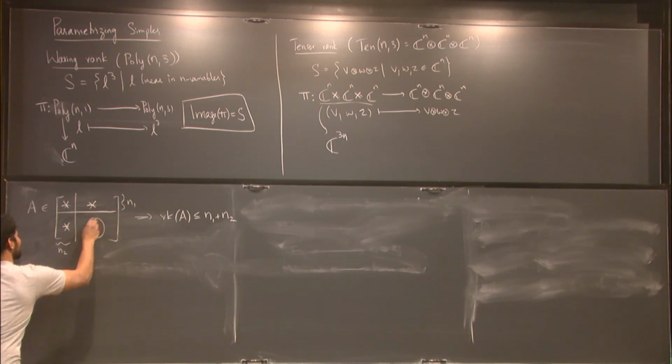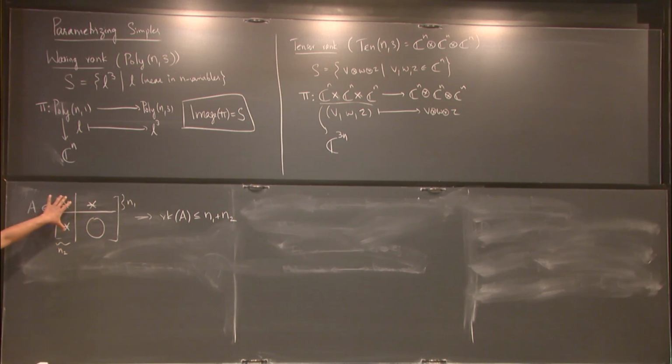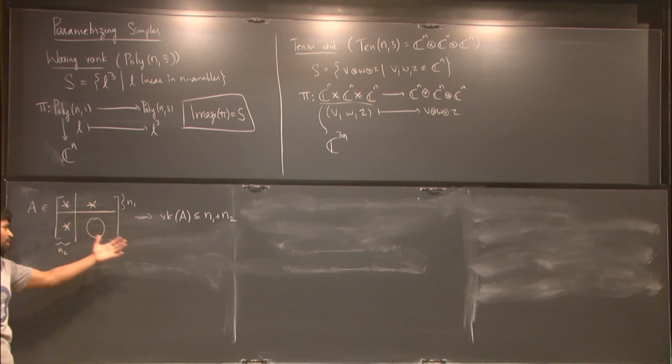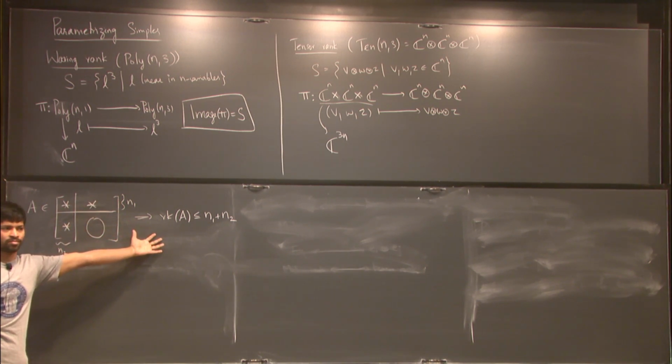Yes, okay. See this. The reason is these many columns can contribute a rank of at most N2. And then what's left is a bunch of rows, and they're at most N1 rows, so they can contribute a rank of at most N1. So the total matrix can have a rank of at most N1 plus N2. Does that make sense?